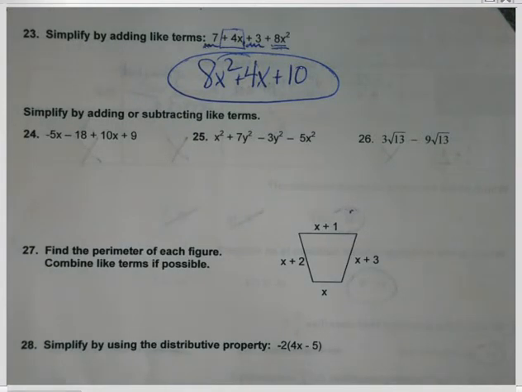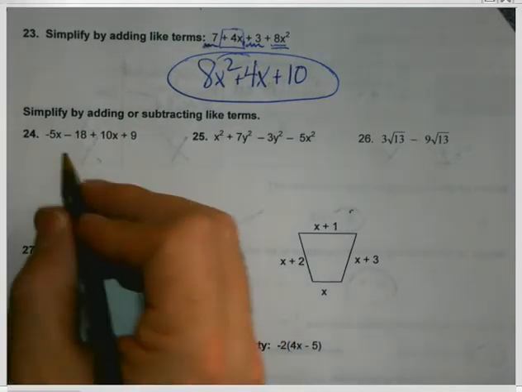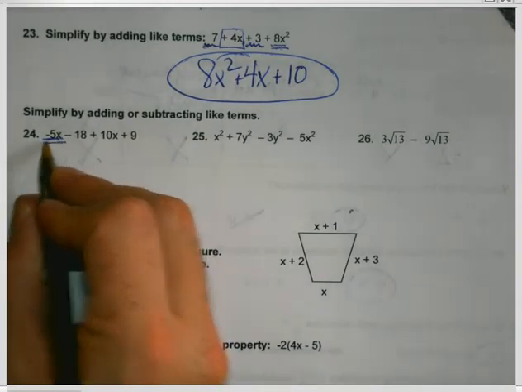Any order, as long as you have the same signs and the same things. Like if you had 10 plus 4x plus 8x squared, that's fine. And then 24 through 26 is the same idea. Look for the stuff that's alike, but watch your signs.